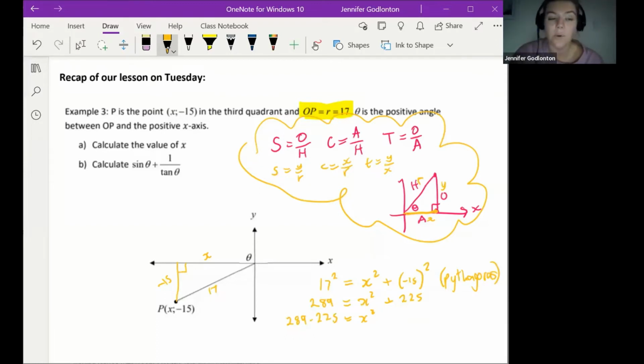You don't have to write all of these different steps, okay? Because they're not actually testing your Pythagoras. They're just testing that you know what to do. I'm just putting these steps here so that everyone can see what I'm doing.